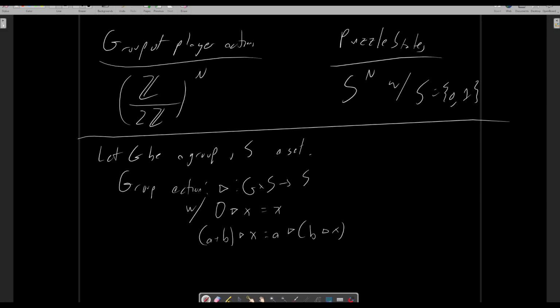As a reminder, the goal of the puzzle is, given an initial set of lights, to click some of them such that either all of the lights are on or all of the lights are off. We now have the tools to rephrase this in terms of group theory. The goal of the puzzle is, given an initial state element of S to the n, find an element of our group, (Z mod 2) to the n, which takes the initial state to either the state of all zeros or the state of all ones.